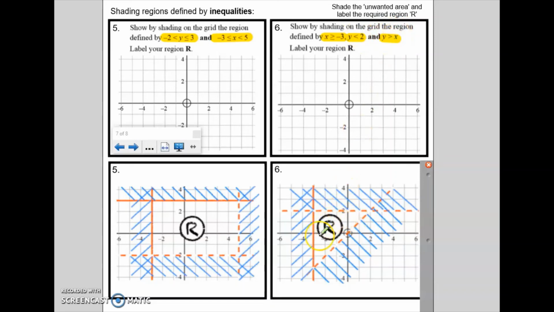So it's this enclosed area here, which I've left white and I've labeled as R. The unwanted regions are shaded in because they're not included. My required region is labeled as R.